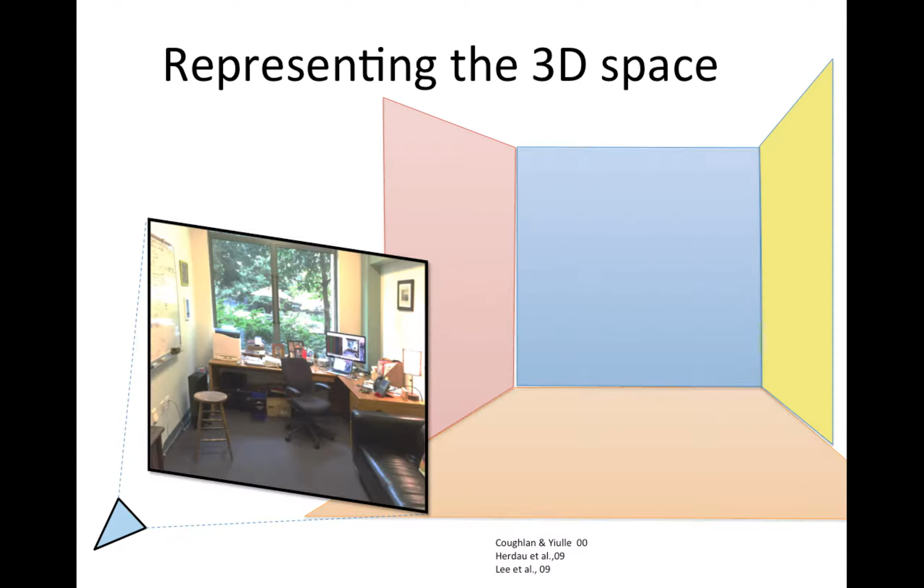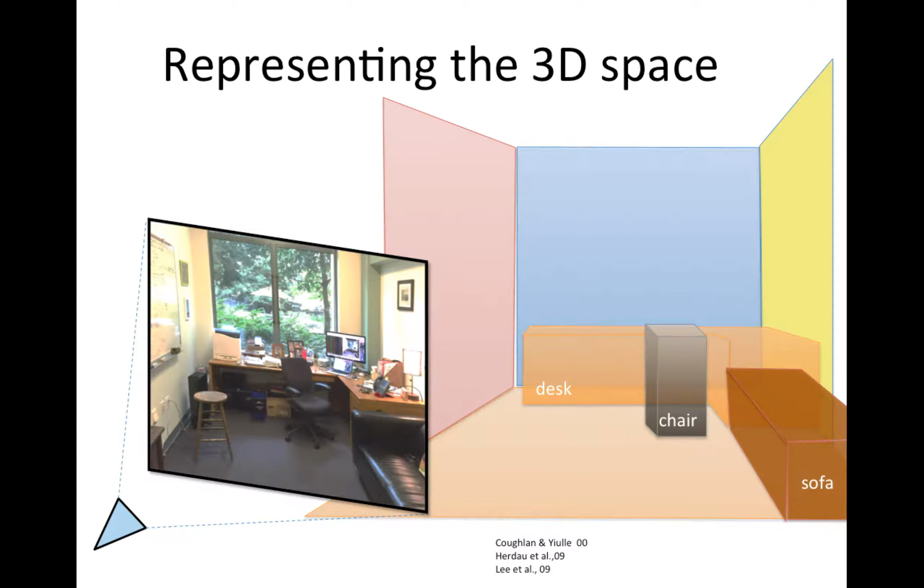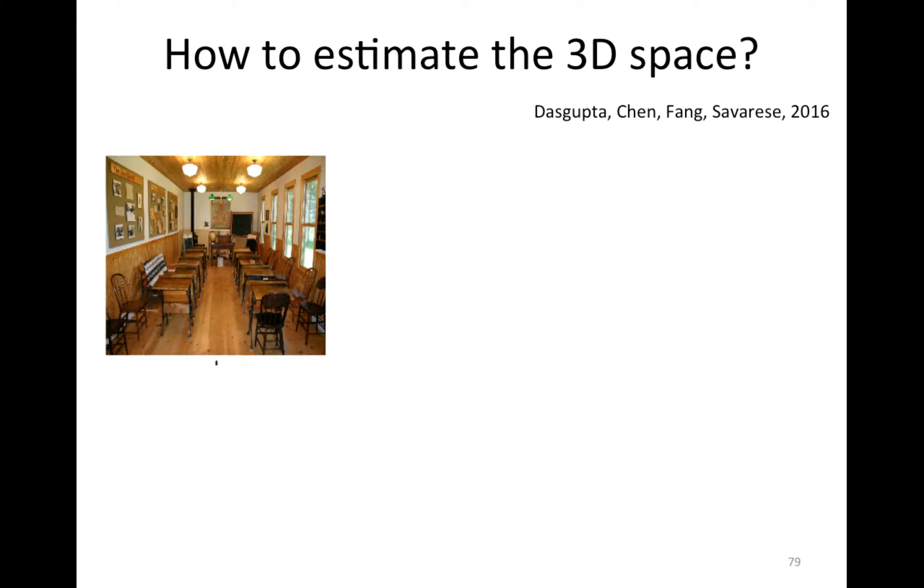For instance, the 3D space can be compactly described as a collection of surfaces. If we are talking about an indoor environment, this can be floor, walls, ceiling. In such 3D space, physical objects such as a chair, a sofa, or a desk can be easily arranged and organized. How to estimate such surfaces in general conditions?